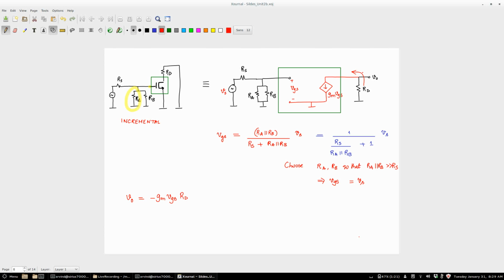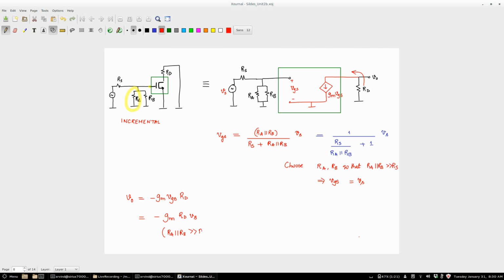GM VGS into RD. Is this correct? Ankit, is this correct? Why? Correct, because your current is flowing that way. Right? So remember that minus sign is very important.